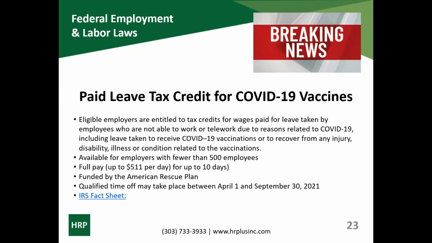It's available for employers with less than 500, and then it's up for 10 days. It's funded by the American Rescue Plan, and this qualified time off can take place between April 1st and September 30th. Now, the question we're receiving is, since we are under a PHE, currently all employers in Colorado have to provide the 80 hours for COVID related reasons. So we've had employers ask us, can we do the federal program and take the tax credits? I'm going to have Jennifer jump in here, but we did call the Department of Labor. My entire team called the Department of Labor.